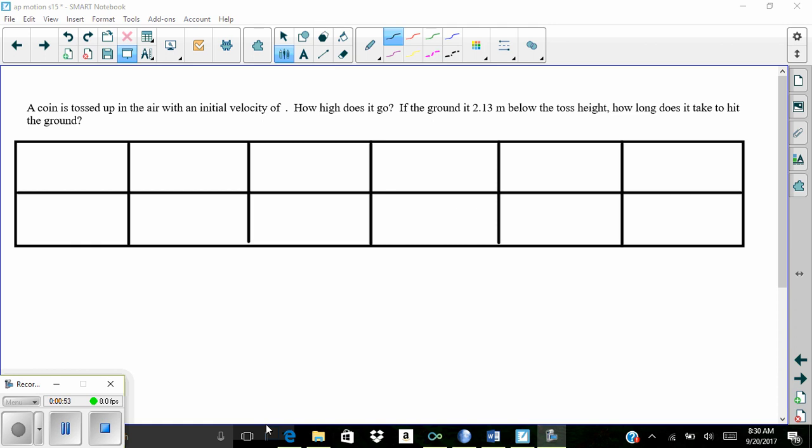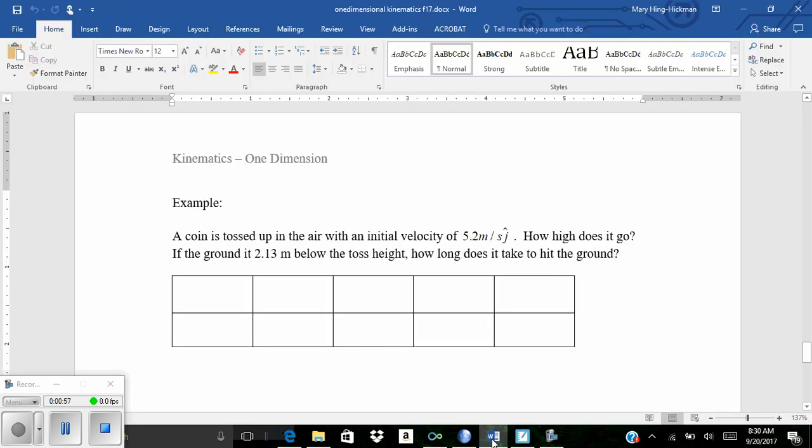A coin is tossed in the air with an initial velocity of, we need to look that up, 5.2 meters per second j hat. How high does it go? If the ground is 2.13 meters below the toss height, how long does it take to hit the ground? So we have two problems here that we have to solve. Notice they don't seem to give us a lot of information, but believe it or not, it is enough.